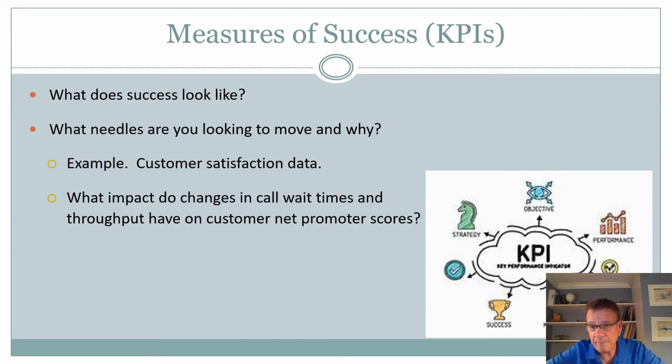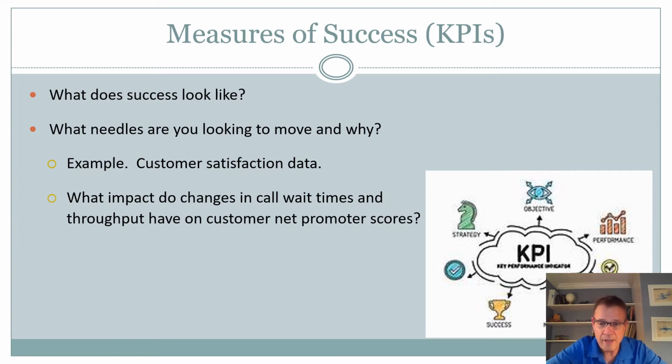So now, measures of success, KPIs. We've talked about these earlier. What is a KPI? It is a key performance indicator. So what needles are you looking to move? What is the item that you are specifically trying to affect? If you've taken any kind of statistics courses, you've talked about dependent and independent variables. A dependent variable is the variable that you're most interested in understanding what causes it to change, because it may be something that you want to change in a different direction. So that is the needle that you're trying to move. An example would be something like customer satisfaction data.